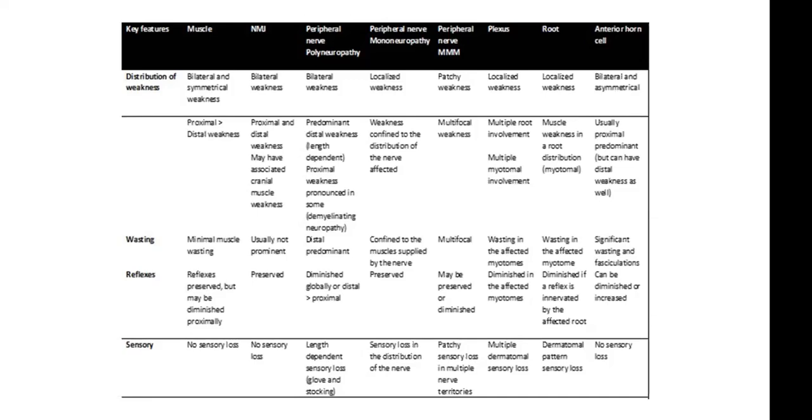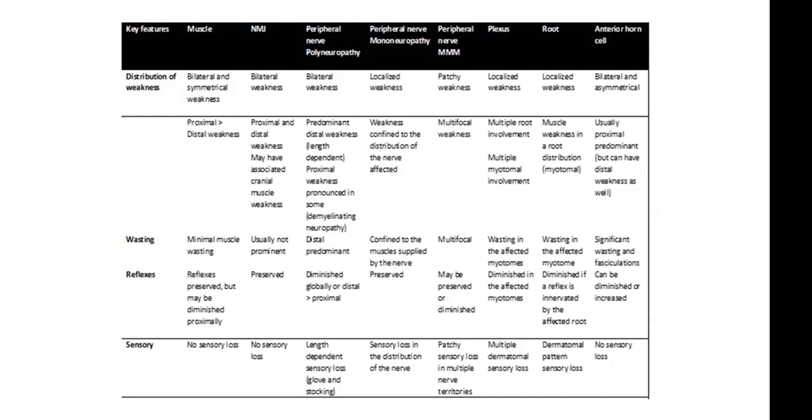Muscle lesion, now you must have all of this memorized. Bilateral symmetrical, proximal more than distal, minimal wasting, reflexes are preserved usually until the later stages of the disease, no sensory loss. What is the pattern in a neuromuscular junction lesion? Bilateral but non-symmetrical or asymmetrical, and then they have fatigable weakness. Polyneuropathy is bilateral symmetrical, distal more than proximal, and sensory follows that pattern, and then we'll also have absent or significantly diminished reflexes.